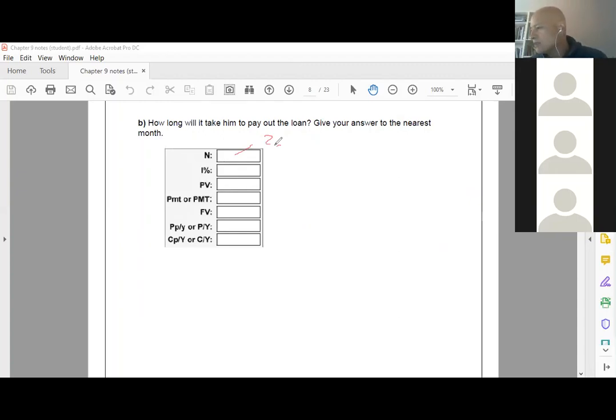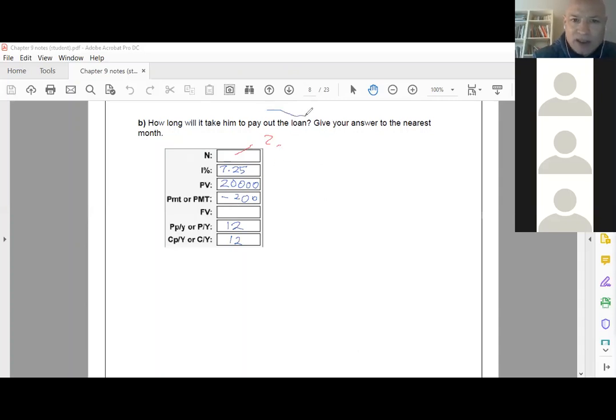The interest rate, what was the interest rate? 7.25, is that right? Yep. Okay, 7.25. We'll write that again. I'll write it in blue. 7.25. The present value, I think it was 20,000 that he borrowed. He was paying $200 a month. This is compounding monthly. So how long will it take him to pay out the loan?